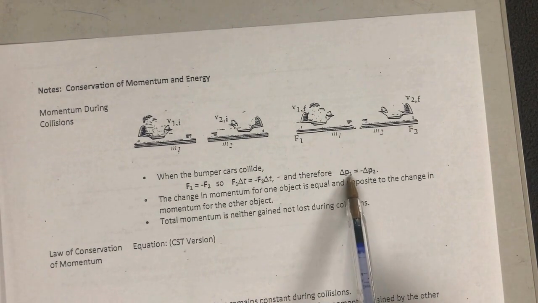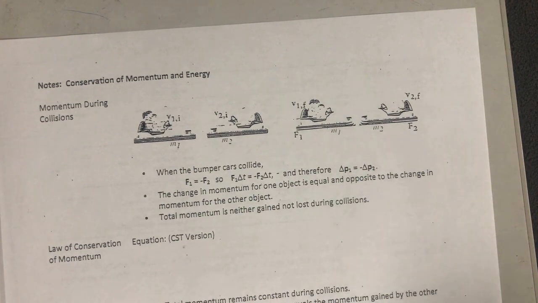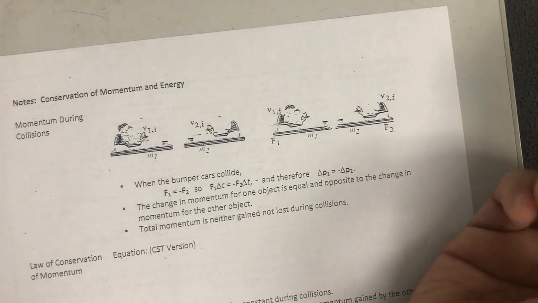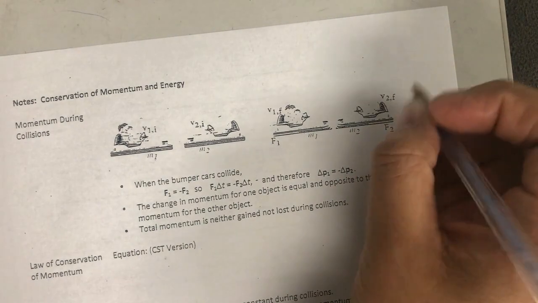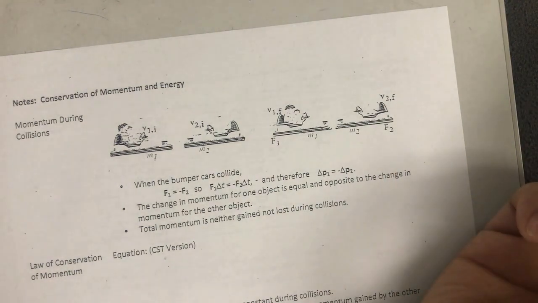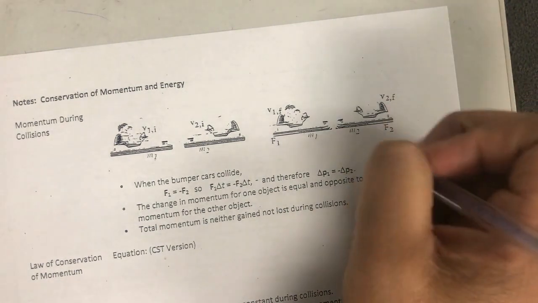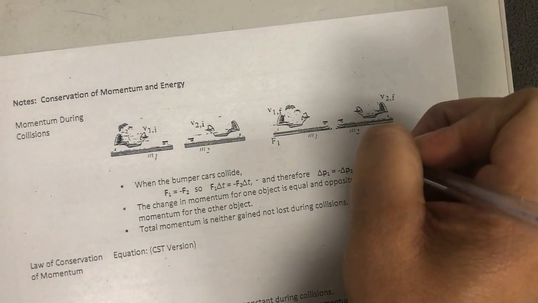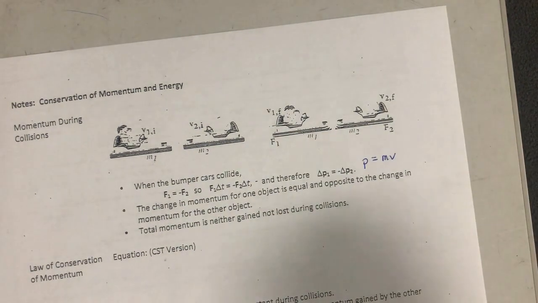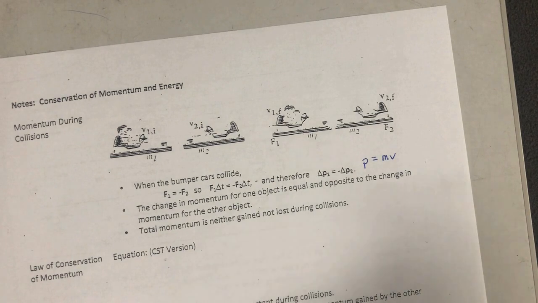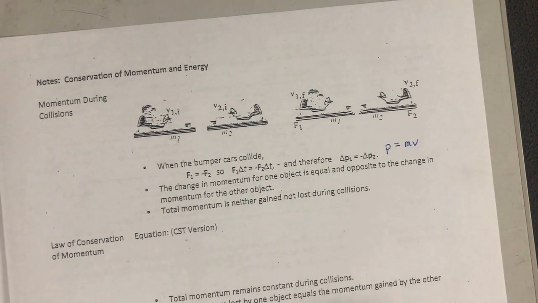And what did this equation break down into? The momentum equation? Well, actually, this is change in momentum. So what is it? P final minus P initial, which is going to be, and your P breaks down into what? Momentum equals, what's the momentum equation? Mass times velocity. All right, so total momentum is neither gained nor lost during collisions. Your momentum is going to be conserved.